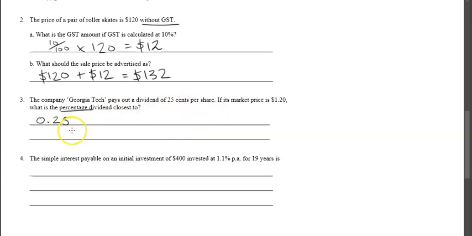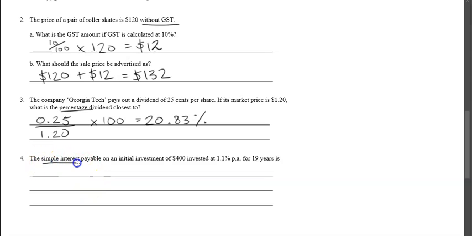So $0.25, which is the same as 25 cents, divided by how much the actual market price is, which is $1.20. And you times this by 100 to get the relevant percentage. In this case, rule of thumb, 2 decimal places, 20.83%.